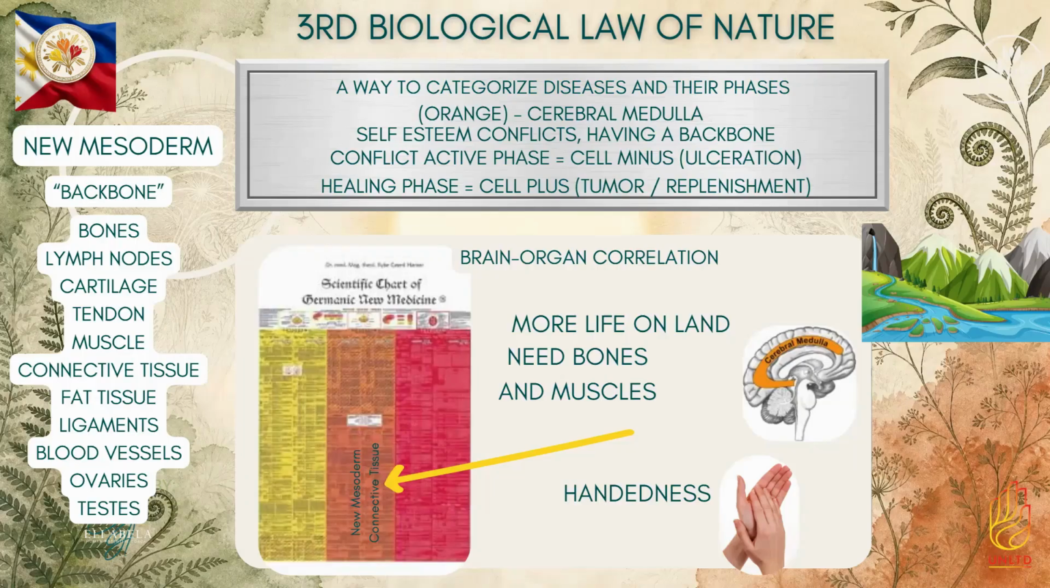According to the third biological law of nature, during the conflict active phase, the cerebral medulla experiences cell loss, called necrosis in connective tissues and osteolysis in bones. If a self-devaluation conflict is not resolved, these areas weaken until bones may fracture or tendons tear. In nature, this would make one vulnerable to predators.